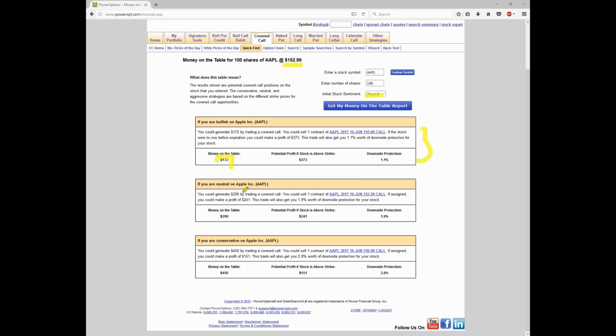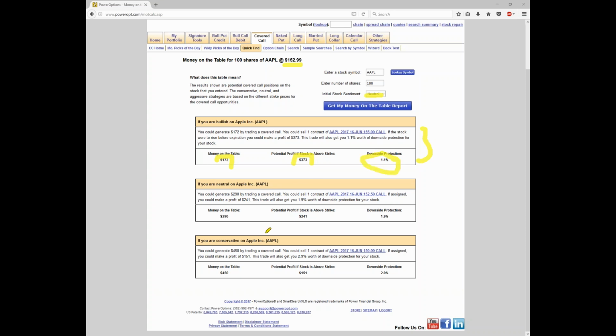That's the money on the table we'd receive: the premium available times 100. And then, of course, the max potential if assigned is $373. So we'd get that gain of about $2, $2.01 up to 155 plus the 172. And of course, we can see this only gives us a 1.1% downside protection.